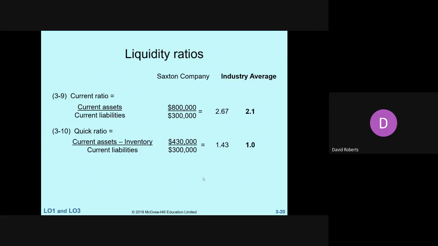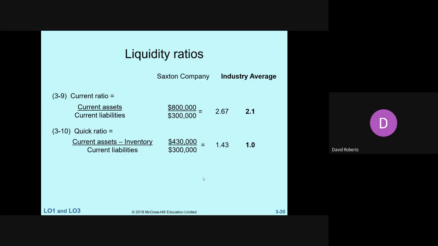Because inventory can sit on your shelves for quite a while, it depends very much on the industry. I used the example earlier of 7-Eleven, which has very fast sales of their inventory. They don't stay on the shelves very long, and all their sales are cash, so they don't go into accounts receivable. So sometimes you need to factor out inventory because inventory may take some time to sell. So this company has, again, a good ratio.